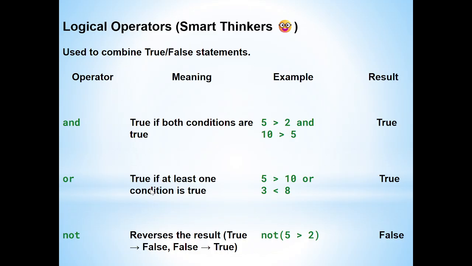Aisha, can you tell me what the and operator will do? It will give true only if both statements are true. If even one of them is wrong, it will give false. What about the or operator, ma'am? For or, at least one statement should be true. Aisha, what happens if both are true? It will give true. The condition is that at least one must be true. If both are true, it will give true only.